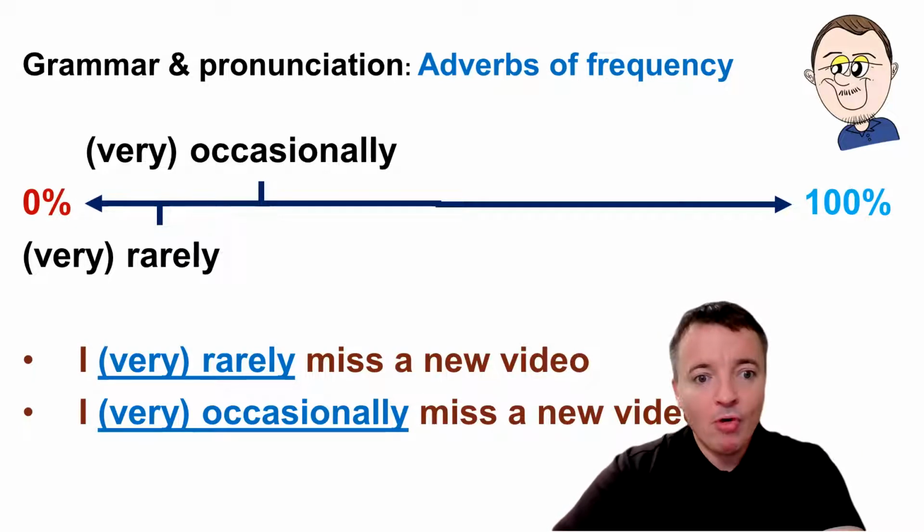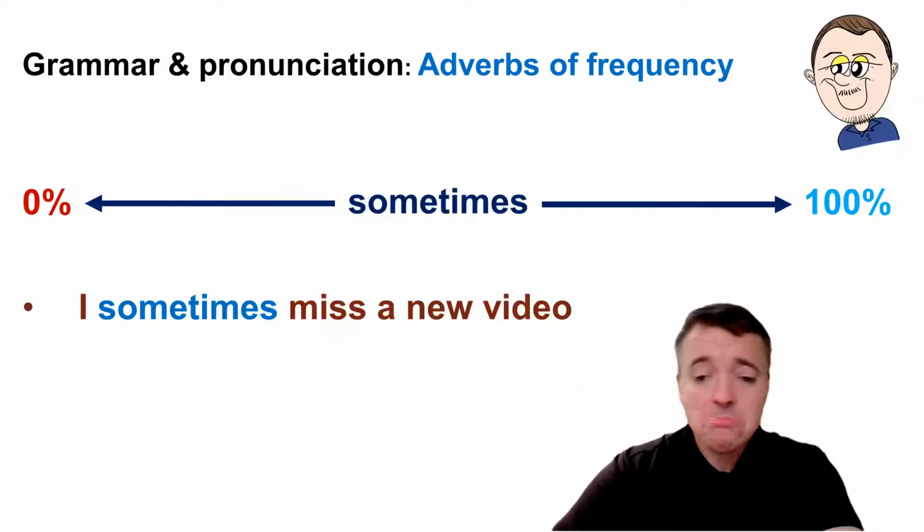Again, to make it more emphasis on how often something doesn't happen, how rare it is, how occasional it is, you can add very. I very rarely miss a new video. I very occasionally miss a new video. Sometimes. I sometimes miss a new video.